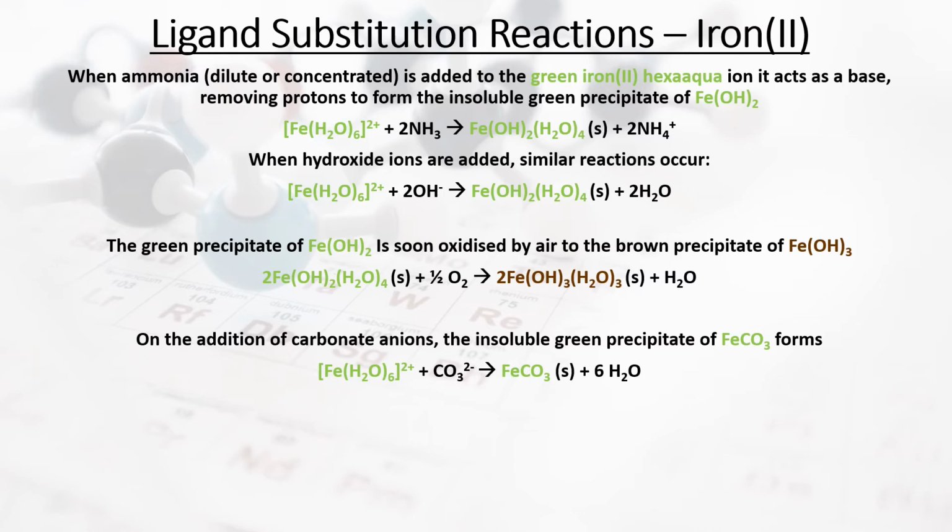Now this green precipitate of our iron hydroxide, the Fe(OH)2(H2O)4, is actually soon oxidized by air. We talked in a previous video about the fact that these low oxidation state metals can often be oxidized simply by the oxygen in air. And this happens with Fe2+ unless we protect it. And if we don't protect it, this iron(II) hydroxide gets oxidized to iron(III) hydroxide. So we oxidize our iron from the +2 to the +3 oxidation state, and we end up forming this now Fe(OH)3. And iron 3+ is a brown precipitate.